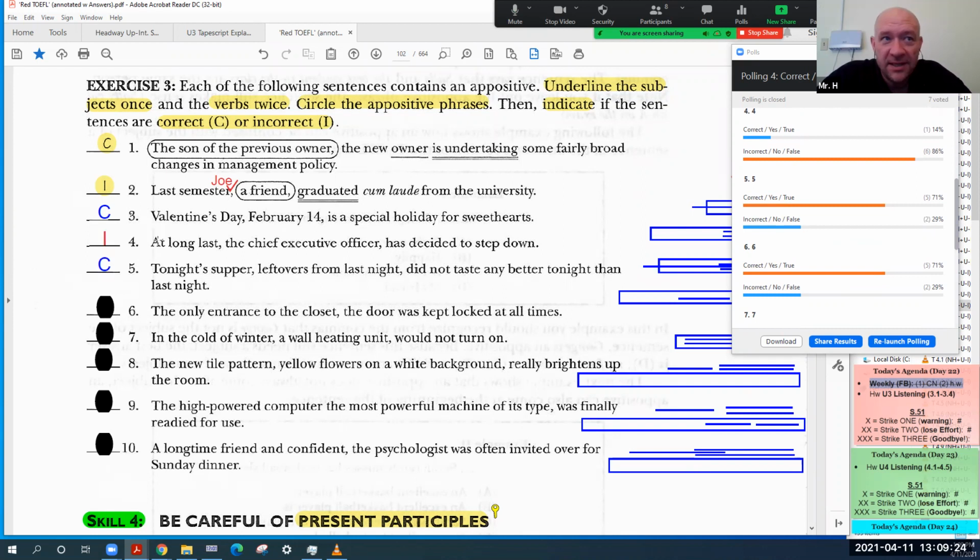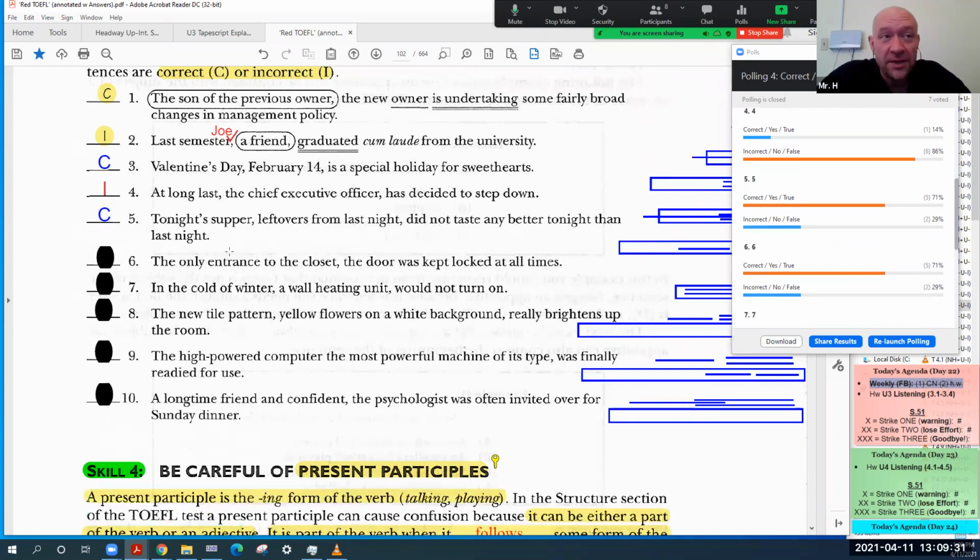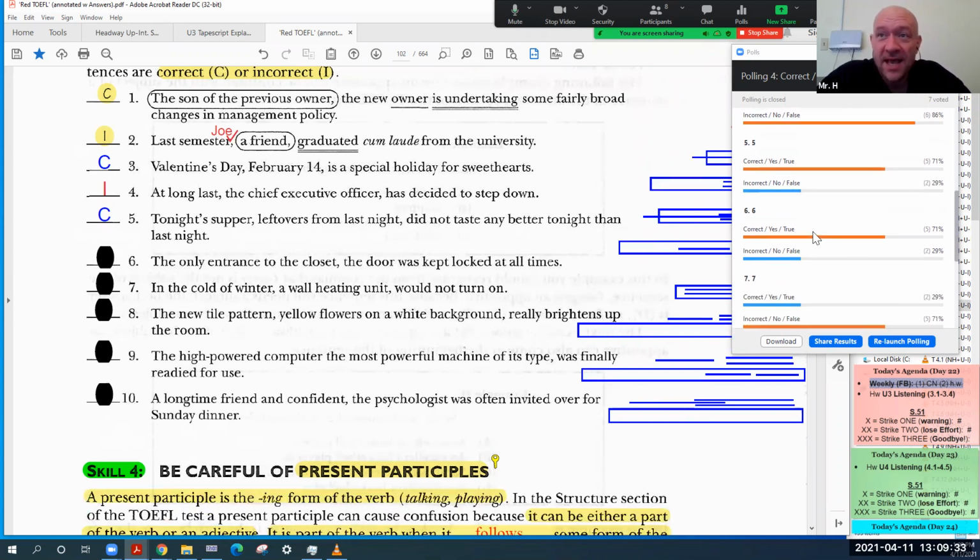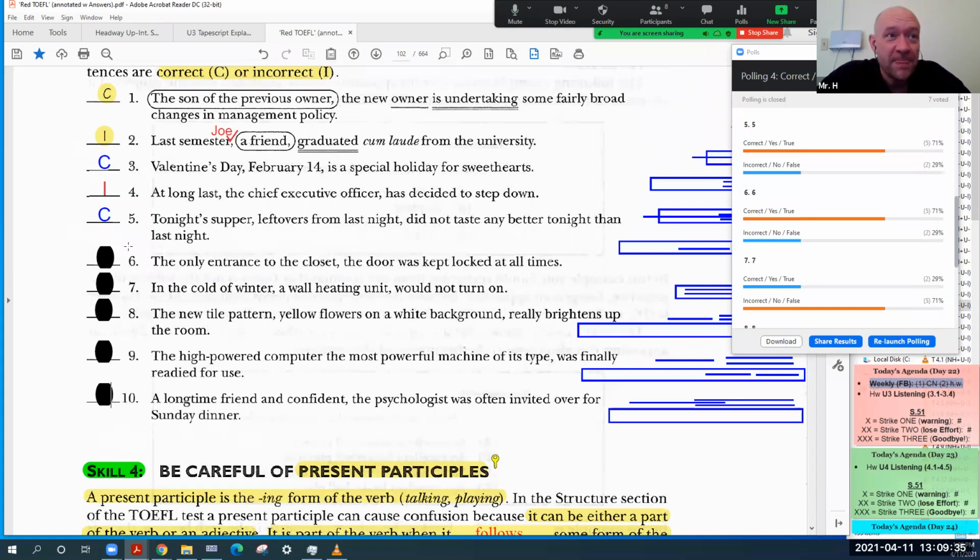But it is correct, gentlemen. Two of you lose marks in TOEFL. Number 6, same. What does it say? Correct. It is correct. Number 7. Well, it's the opposite. Two people said it's correct, and 5 said it's incorrect. It is incorrect, gentlemen.